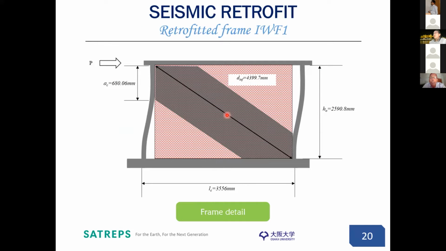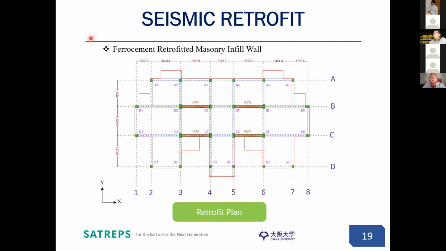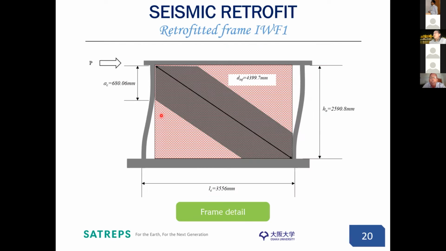So this is the frame that we considered. Basically, this is IFW1 infill wall, and this has 2 perimeter columns, B2 and B3. So these are the parameters of that. Frame span is this much, and the frame height is this much. And the contact area that was calculated was this much. And using Pythagoras theorem, you can just find the diagonal, which is this much.